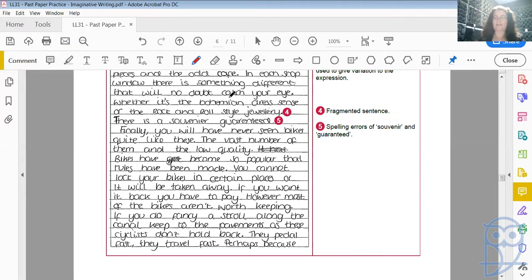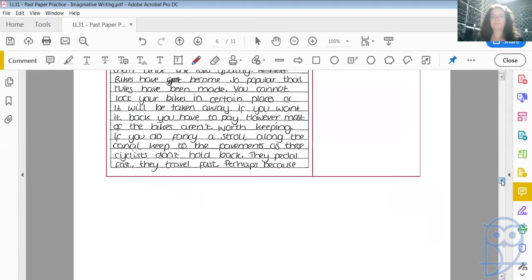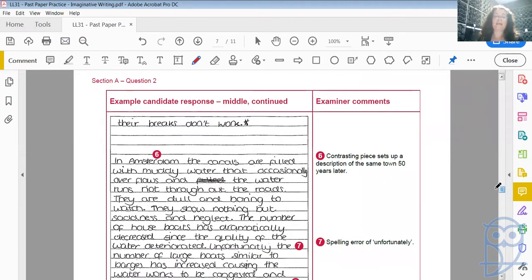Okay, there's a good use of idiomatic language there, everyday language. The cyclists don't hold back, they just go as fast as they want. They pedal fast, they travel fast. There's a nice structure there. They pedal fast, they travel fast. Perhaps because their brakes don't work. Here's another spelling error. Okay.